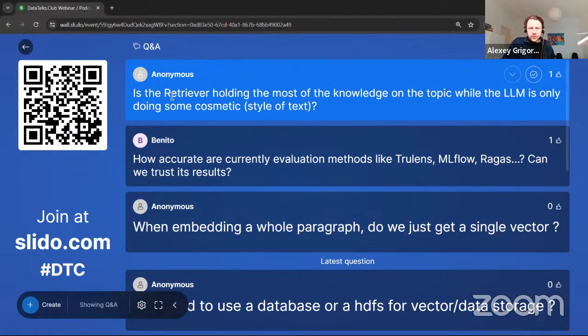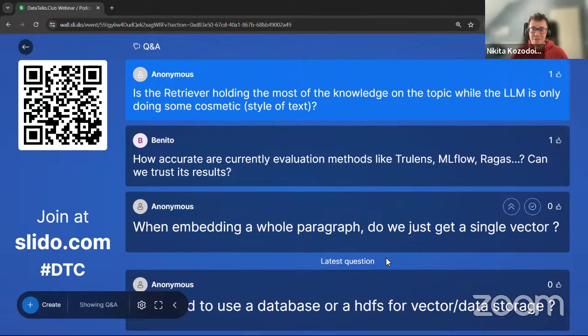Yeah, let's take the final question. So is the retriever holding most of the knowledge on the topic, while the LLM is only doing some cosmetics like changing the text and so on? In some sense, you could say that. I wouldn't say it's just doing cosmetics.